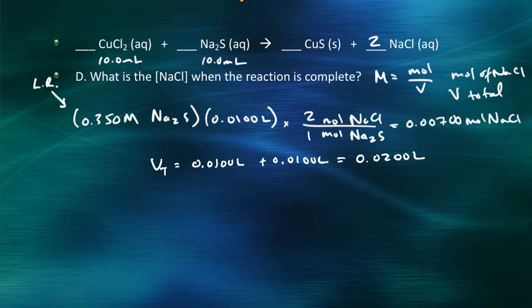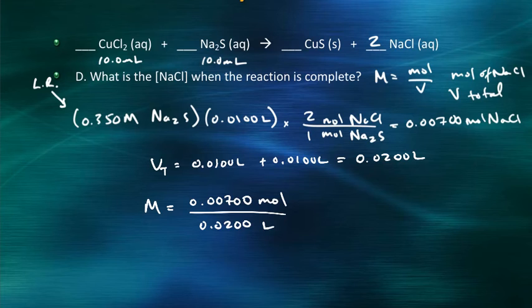So I've got both parts of my molarity equation. I have my moles, which were 0.00700 moles, divided by 0.0200 liters. And we'll plug that into the calculator. We get 0.35, and we'll give it 3 significant figures, 0.350 molar, is the concentration of my NaCl. So there we go.